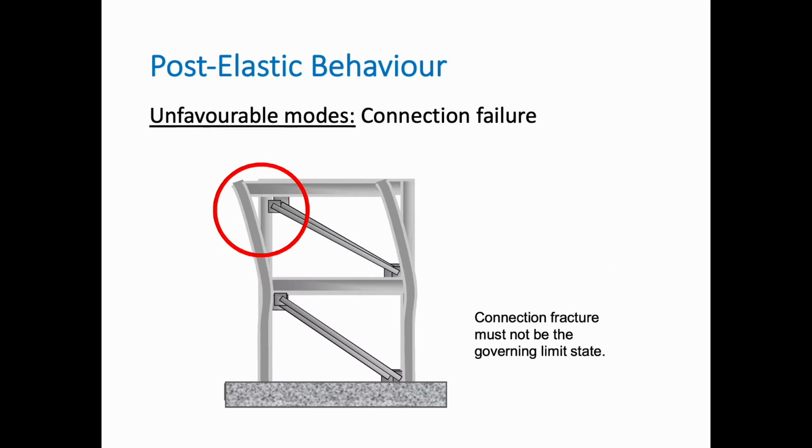So first, a few of the modes that we don't want to get. First one is the connection failure. When there is not enough inelastic capacity and ductility of the bracing member, we may get a connection failure, and that will then lead to high inelastic behavior of the column. So this is something that we want to avoid, and in order to protect against that, we need to make sure that the connection is strong enough.